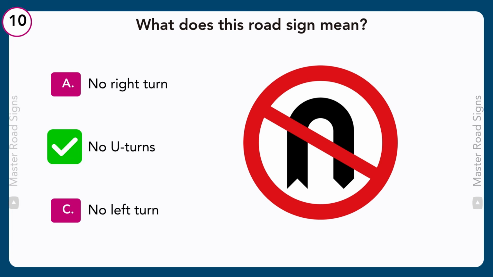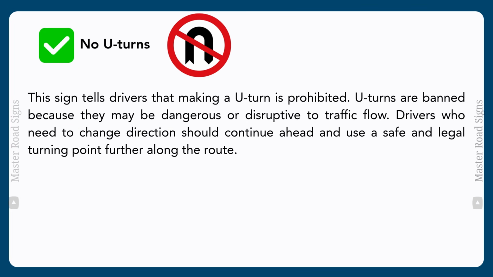Option B is correct. No U-turns. This sign tells drivers that making a U-turn is prohibited. U-turns are banned because they may be dangerous or disruptive to traffic flow. Drivers who need to change direction should continue ahead and use a safe and legal turning point further along the route.